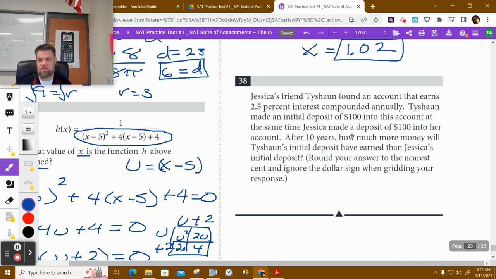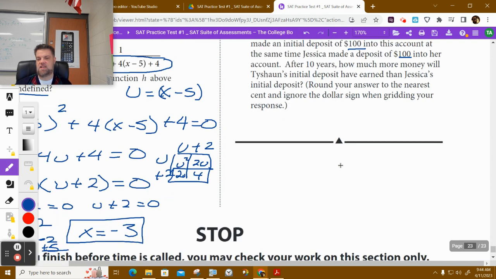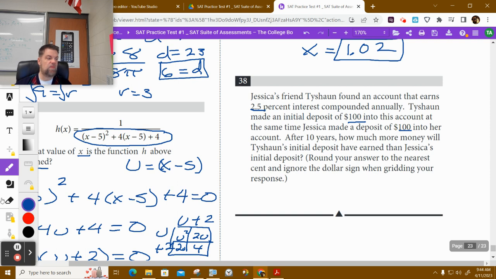Now, with that being said, for problem number 38, it says Jessica's friend Tyshawn found an account that earns 2.5% interest annually. Tyshawn made an initial deposit of $100 at the same time Jessica made her $100 deposit. After 10 years, how much more money will Tyshawn's initial deposit have earned compared to Jessica's initial deposit? And then we have to do the math on that. This one is not that hard. You just have to multiply it out.